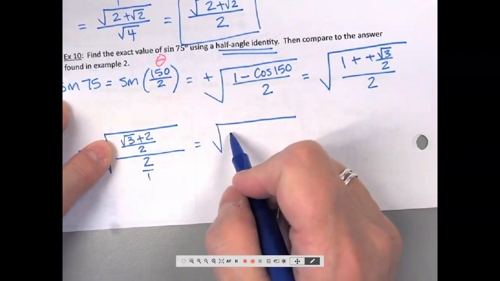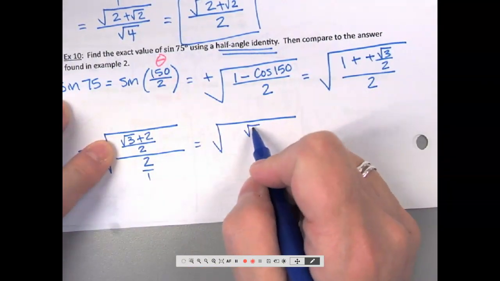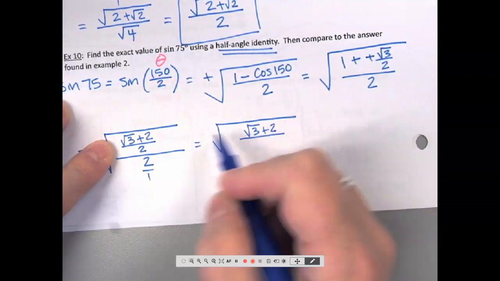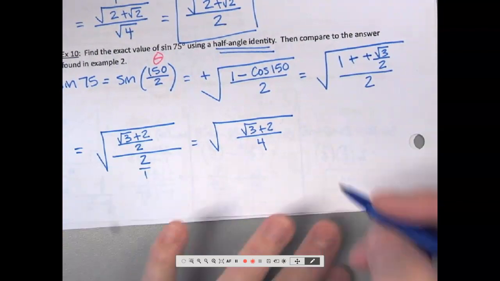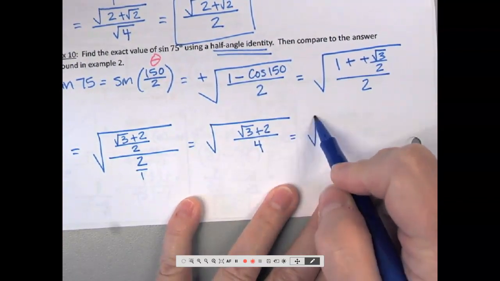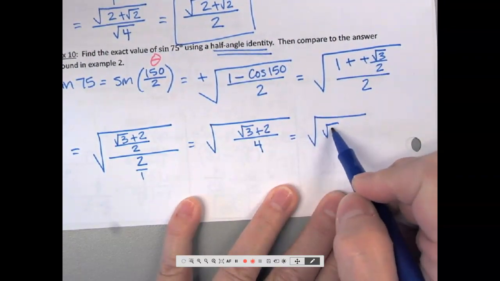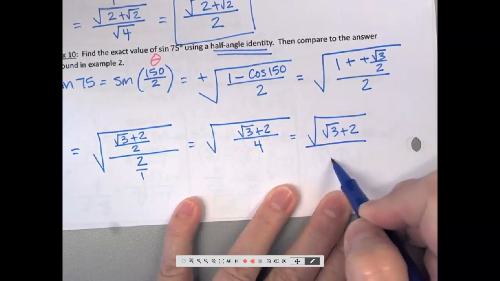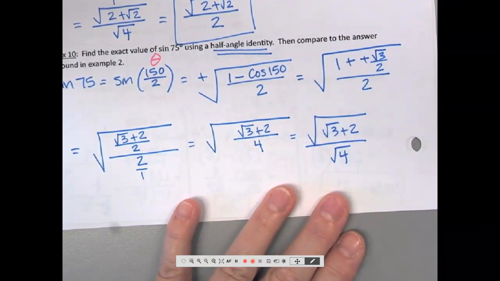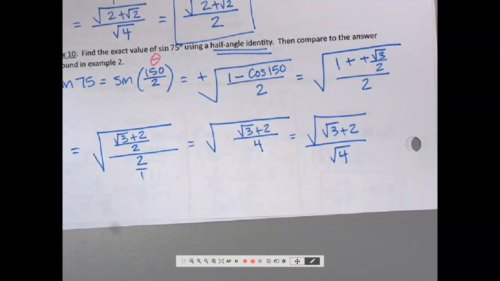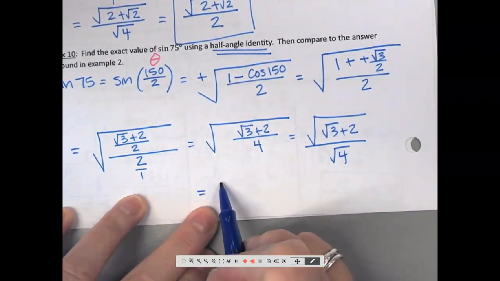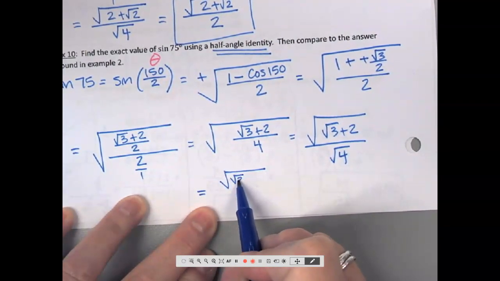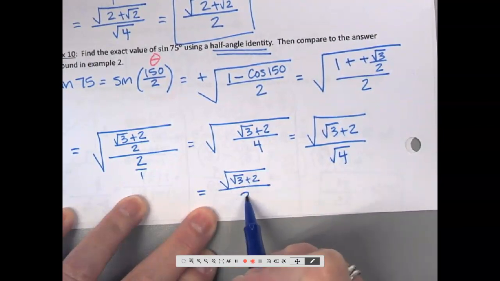Multiply. I'll do the shortcut this time. Square root of 3 plus 2 over 2 times 2 is 4. Well, I can split that again, just like I did before, into 2 radicals. Instead of a fraction under a radical, I can do a fraction of 2 radicals. And the square root of 4 is just plain old 2. So I have square root of 3 plus 2 over plain old 2.